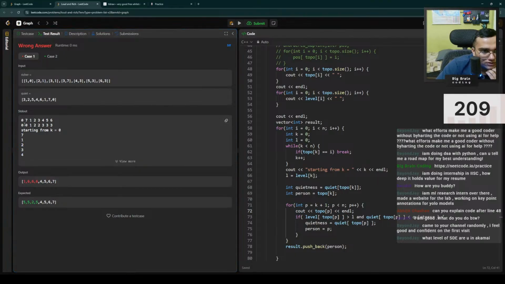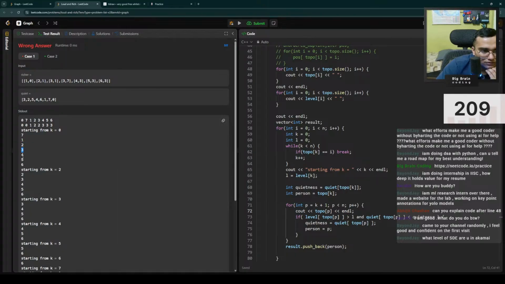If level of topological of P is greater than L, makes sense, and quietness of topo of P is less than current quietness. Current quietness is, which is 3. Makes sense. Starting from 0, correct. We are checking 7. We are checking 1. We are checking 2. We are checking 3. We are checking 4. We are checking 5. Why is it stuck on 1?